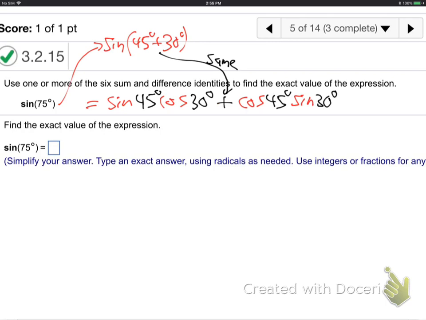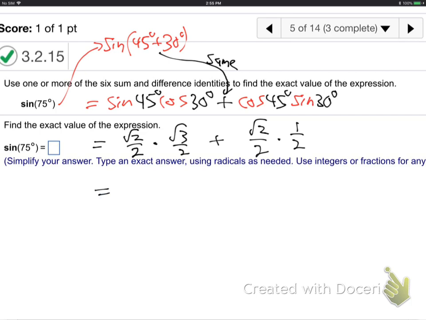Plus, and then you just go to the unit circle, find those different pieces. If you go to the unit circle, you'll find sine 45 is root 2 over 2. Cosine 30 is root 3 over 2. Cosine 45 is root 2 over 2. Sine 30 is a half.